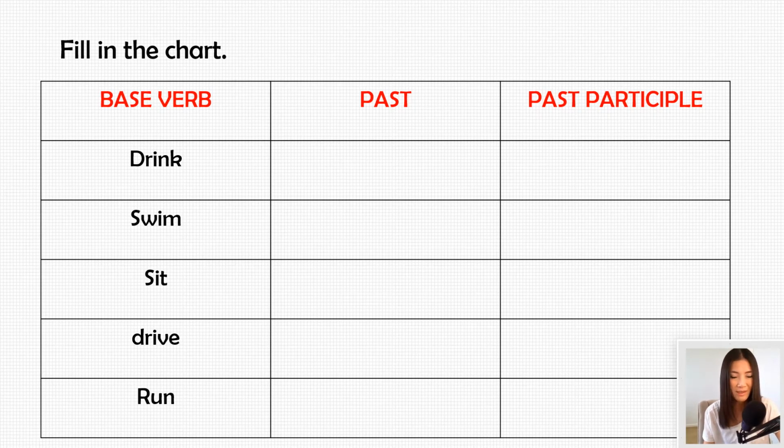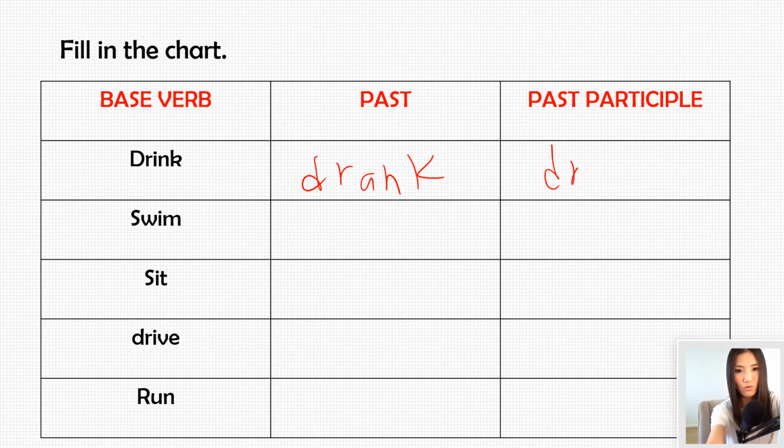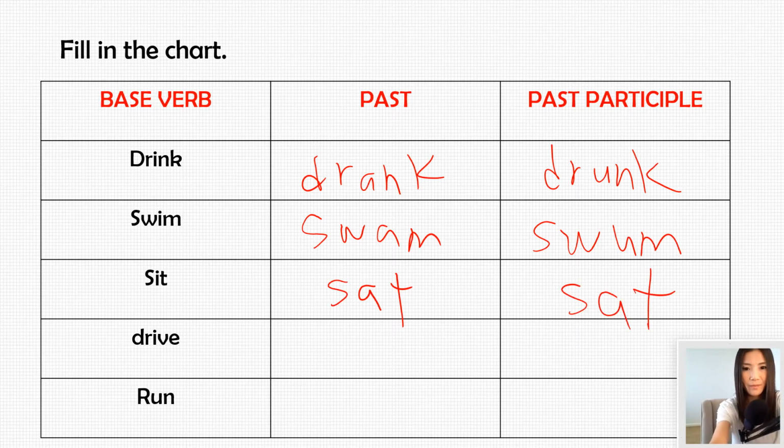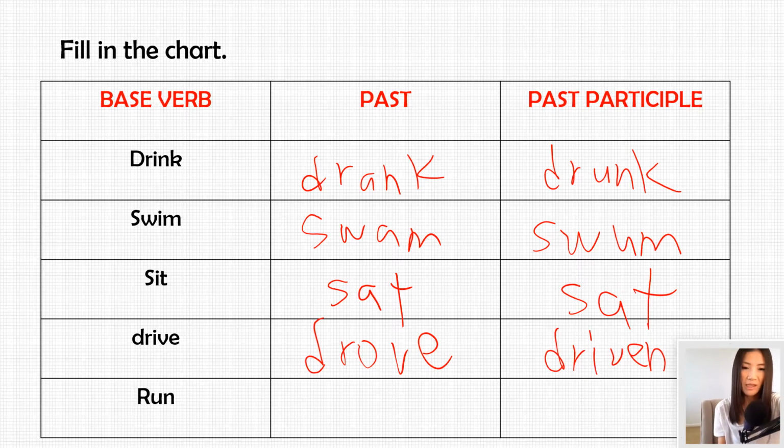The first one, drink. The simple past is drank and then drunk. The second one, swim, is very similar. It's swam with an A and swum with a U. For sit, it is sat. And for past participle, it is also sat. For the verb drive, it becomes drove and then driven. And then for run, it is ran and then back to run.